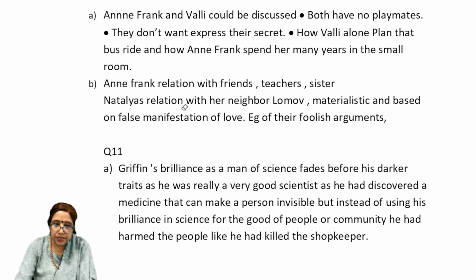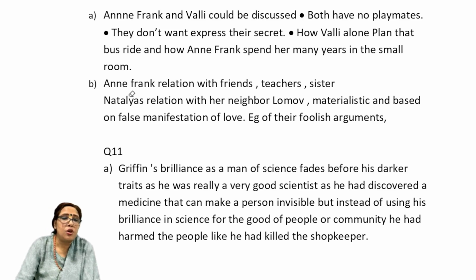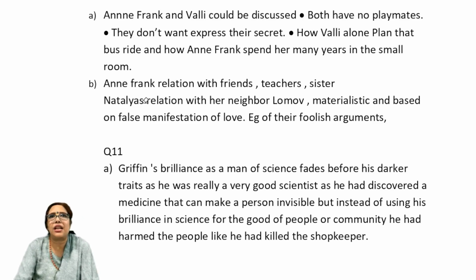Why? Because here we are comparing 2 people, and who are those? Anne Frank and Natalia. Don't forget that both of them are totally contrast when it comes to character traits. Natalia is a very materialistic girl, and therefore she didn't want to lose the chance of marrying Lomov. Why? Because she knew Lomov was a very rich landlord. Whereas Anne Frank is a very different girl. She is no doubt mature, but her perspective towards life is very different from Natalia. So this is what you needed to explain in your answer.